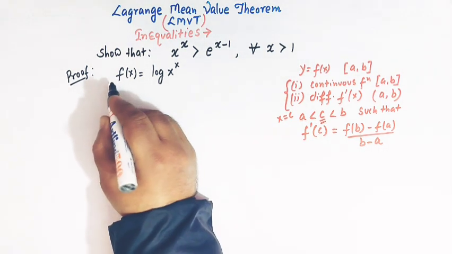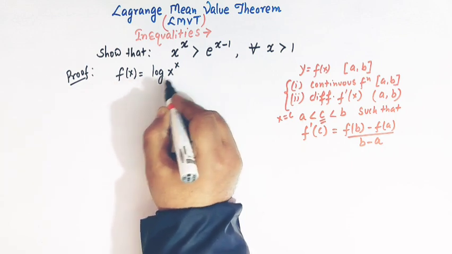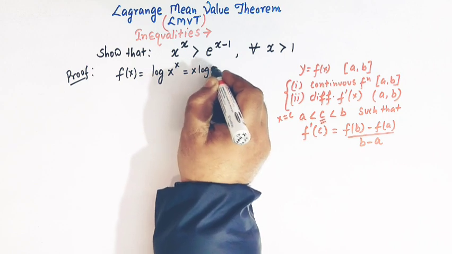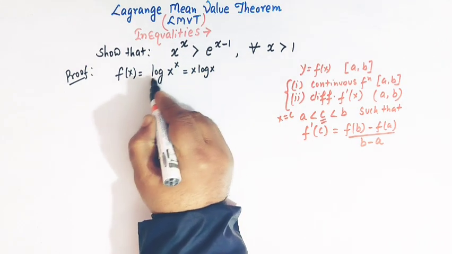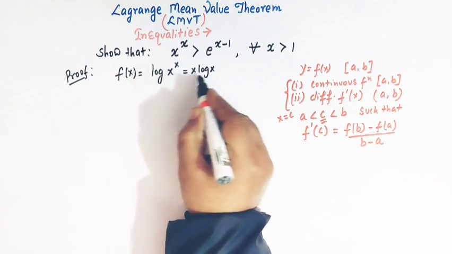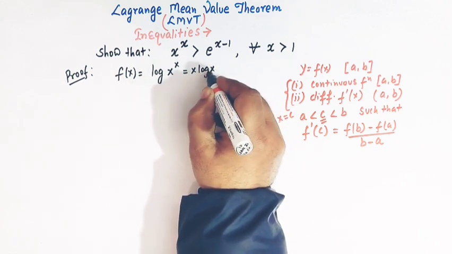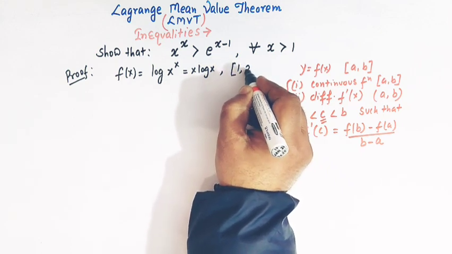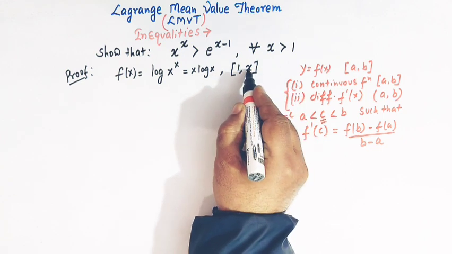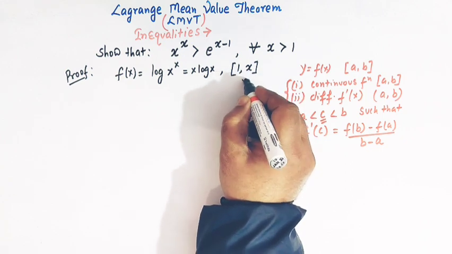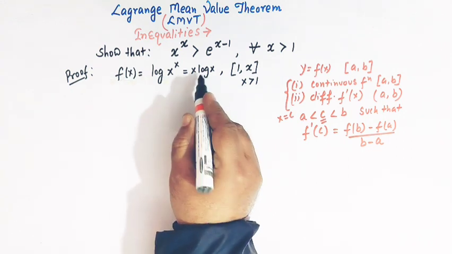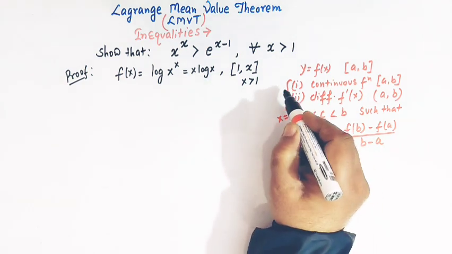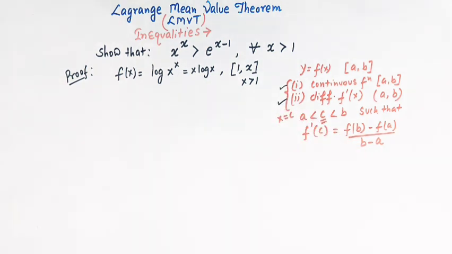So now let us define a function f of x which is equal to log of x raised to x, which is x log x, right? Using the property of log, that is the power rule. So we have x log x, and we'll define this function in the interval 1 comma x, right? Where this x is greater than 1, right? So now we have this function. So let us first see whether our function satisfies these two properties.